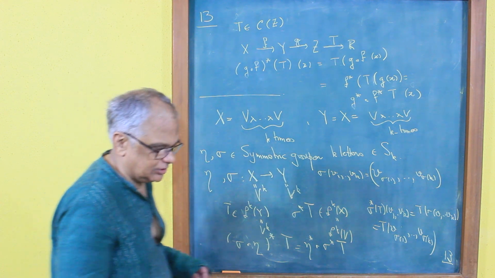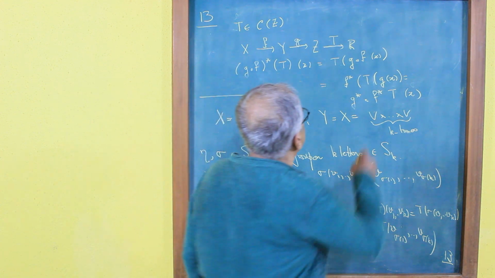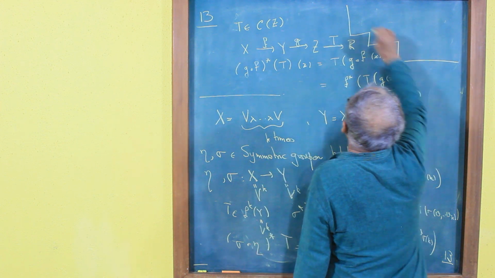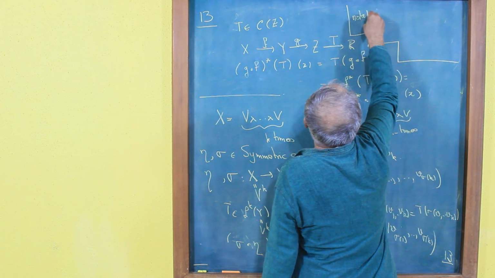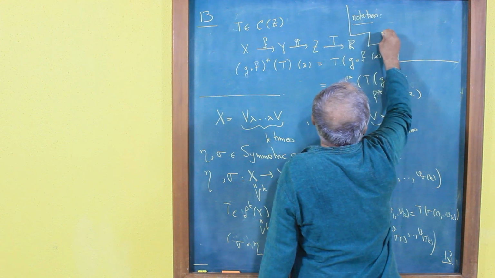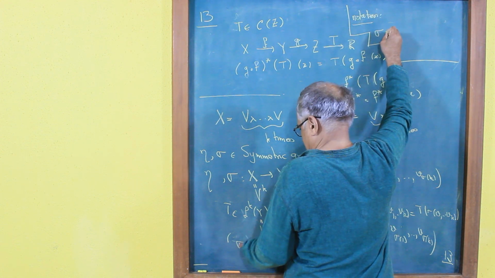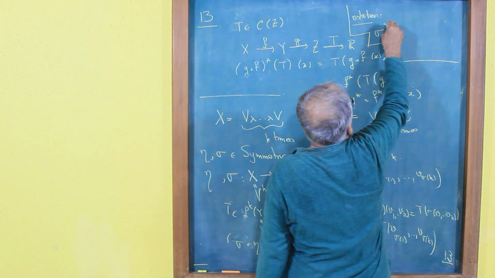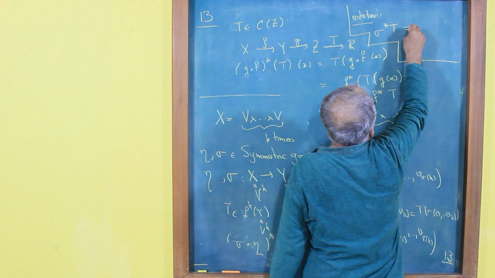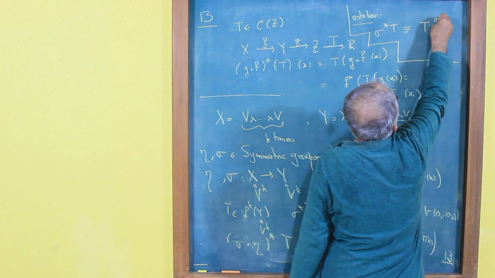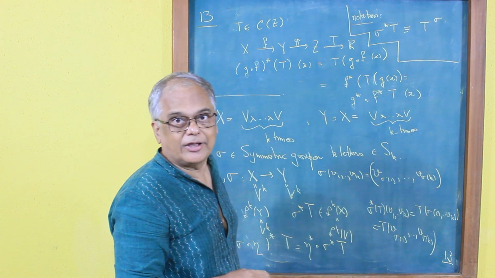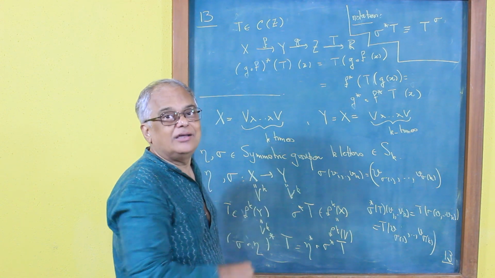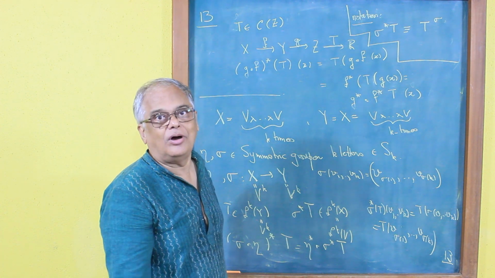There is another notation that is used here. What am I defining? I'm defining sigma star. Sigma star of t, the notation is that it is t upper sigma. Okay? Sigma acting on t. That means you're permuting the domain of t.